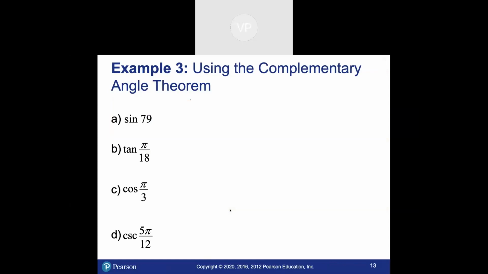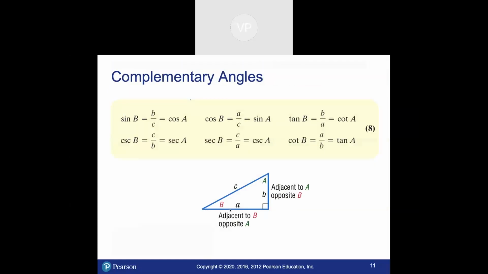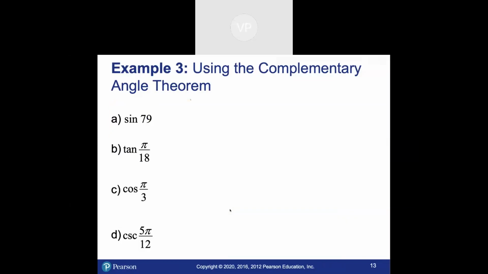So with the theorems, if you have sine of 79, remember, complementary means they add up to 90 degrees. Go back to that picture. A and B, because the triangle has 180 degrees, and we know the right angle is 90, the A and B are always adding up to 90. So in this case, if I have sine of 79, the complementary angle is 11, from taking 90 minus 79, and that's going to be equal to the cosine of 11. Sine of 79 degrees and cosine of 11 degrees are the same. That should say degrees right there too, by the way.